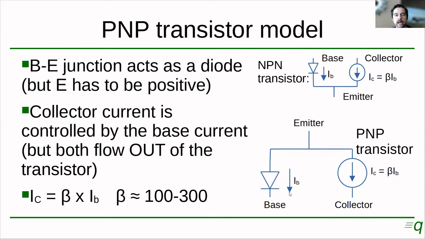So the base current flows out of the base. On the NPN, it flowed into the base, and now it flows out of the base. And the same with the collector current. The collector current flowed into the transistor, and now it's flowing out of the transistor. Other than that, it is exactly the same. The base current is still controlling the collector current, and the collector current is beta, or the DC current gain, or HFE, times bigger than the base current. And beta again can be a couple of hundreds.